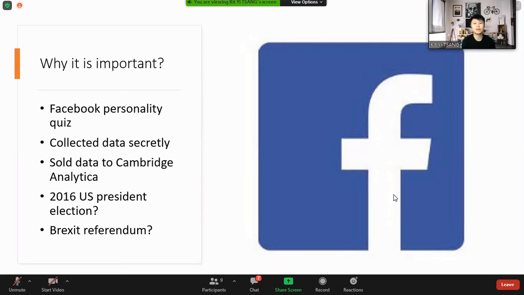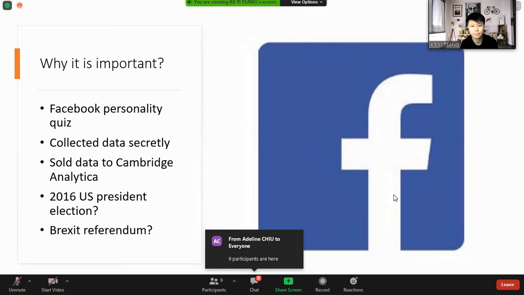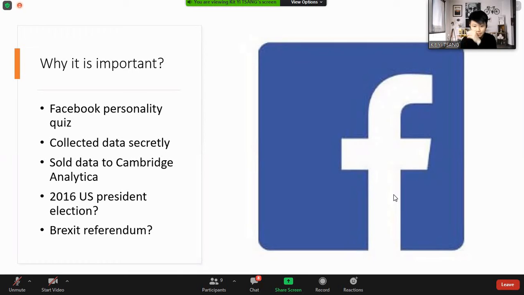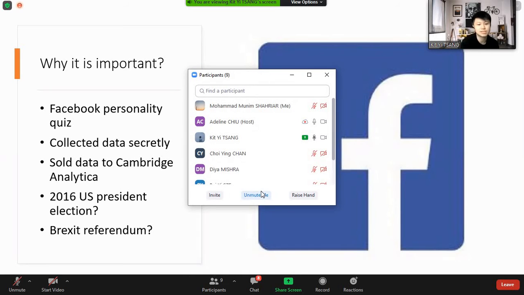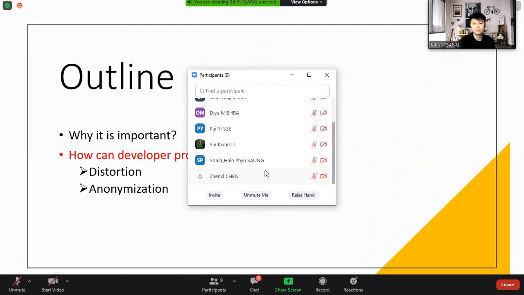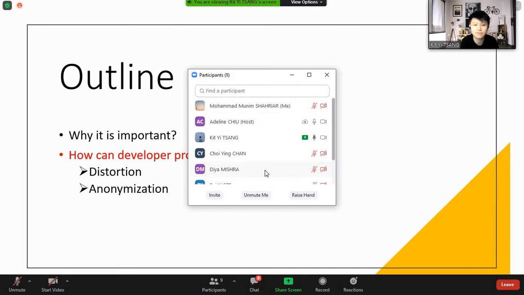News reports found out that the firm used those data to manipulate the results of the 2016 US presidential election and the UK Brexit referendum. So from this example, it shows that if a company doesn't handle its user privacy properly and seriously, it will cause inevitable influence on society. Therefore, it brings us to the second question. How can developers protect user privacy?